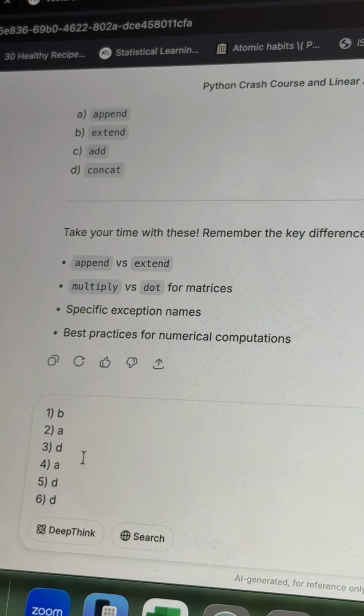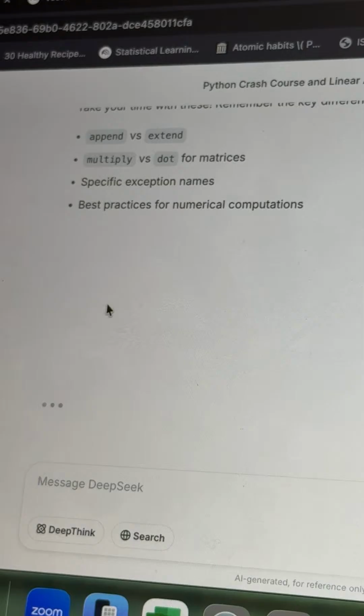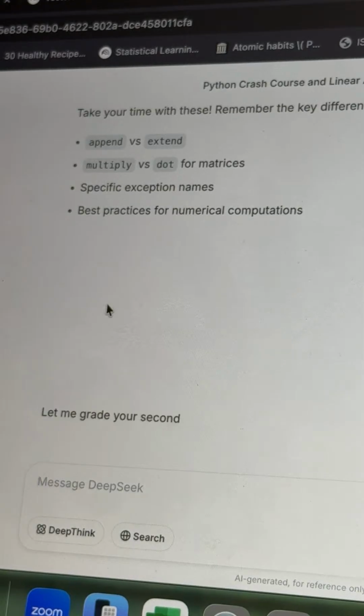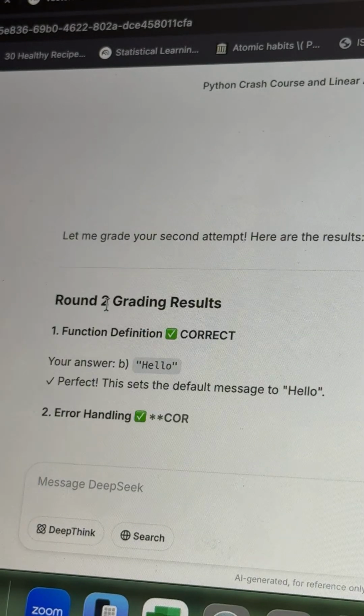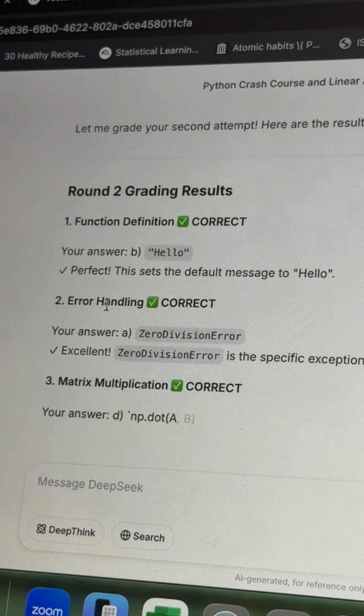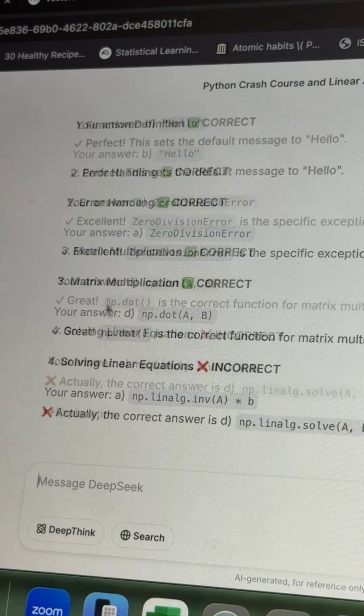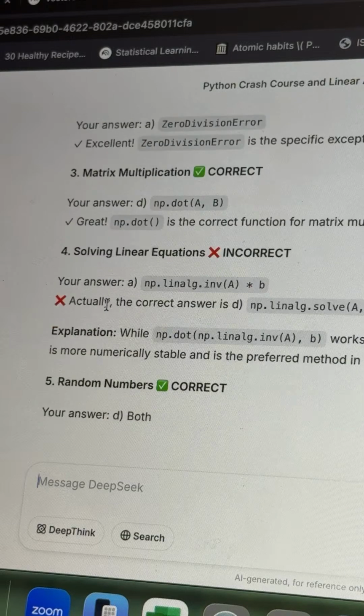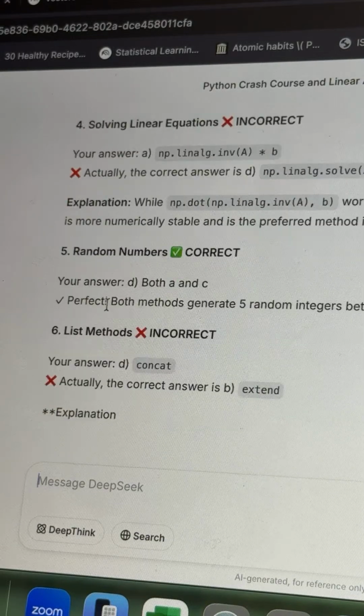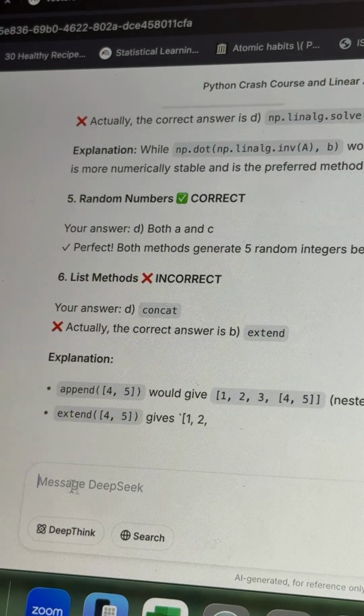So why was my grade 11 out of 18? DeepSeek is not good at this. Okay, okay. See, we're getting it. Oh my god, you're kidding me. I get 4 wrong again. Okay, 4 and 6. Let's see.